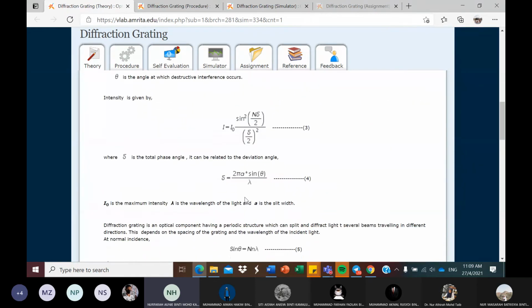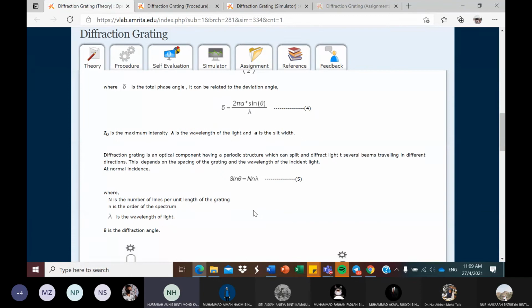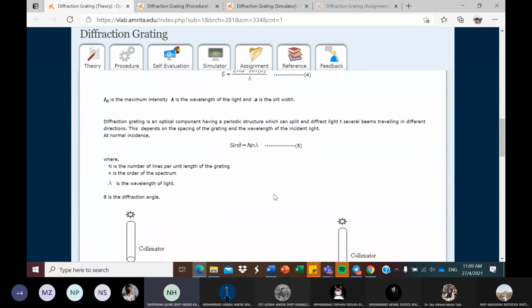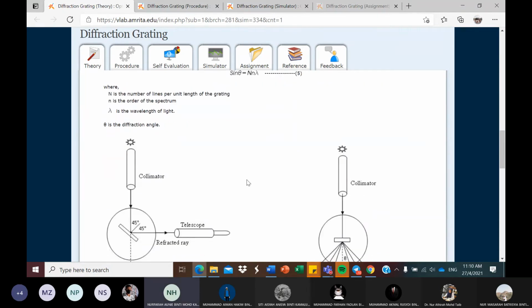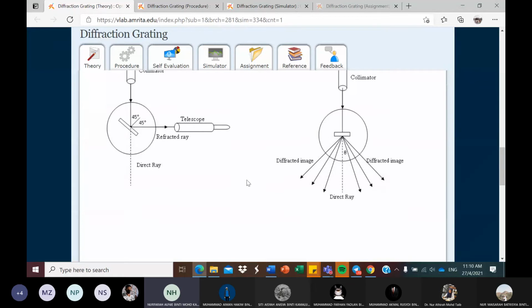Scroll down. Okay, the formula of intensity is in equation 3. Total phase angle can also be called the division angle. And then maximum intensity. Lambda is the wavelength of the light.